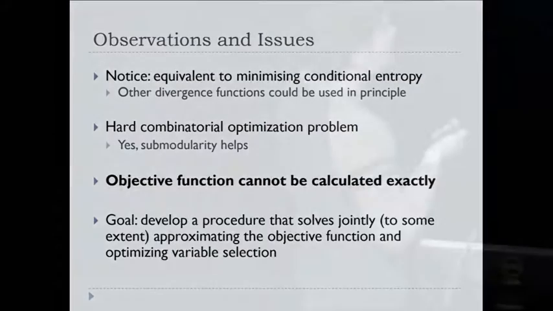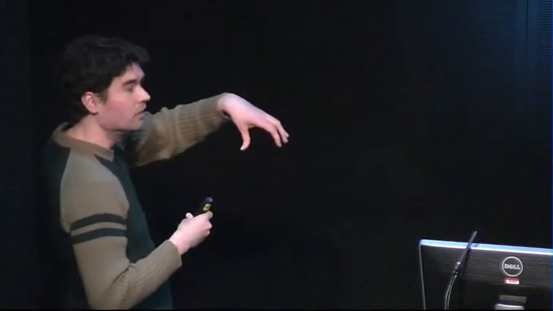So the main goal here, in the first part of the talk, is to develop some procedure which tries to solve this hard combinatorial optimization problem. At the same time, it's trying to approximate this objective function. And to some extent, the optimization over the set you're going to pick is intertwined with the approximation to the objective function.